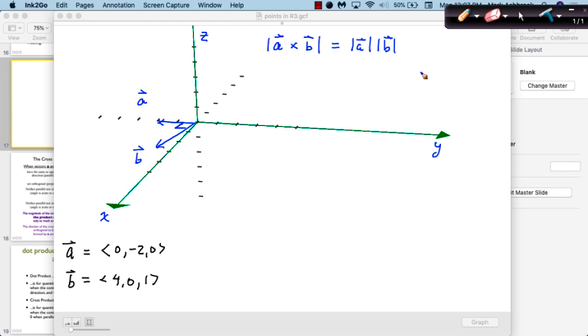So let's do it. What's the magnitude of A? 2. Magnitude of B is? Square root of 17. So we're half done, all right? Whatever the cross product of A and B is, its magnitude is going to be 2 radical 17.